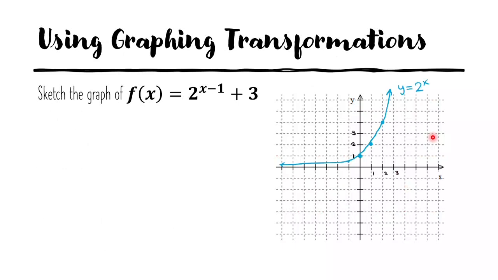That's what we graphed earlier. Y equals 2 to the x is going to have a y-intercept at 1, and it's going to go through the point 1, 2, and we'll see that horizontal asymptote of y equals 0 on the left.